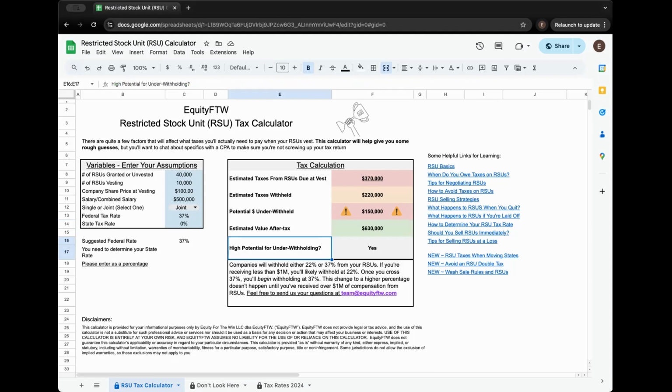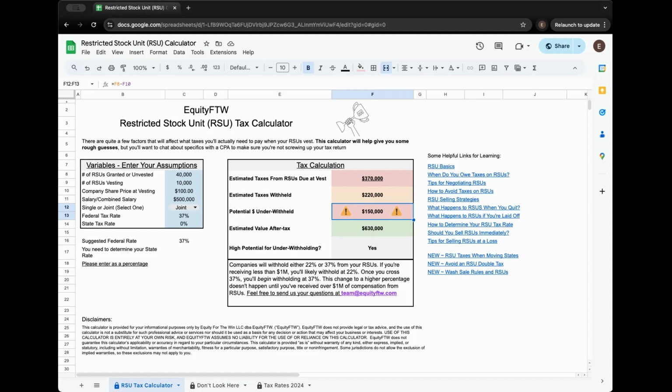And then we have this little cell. We have another couple cells. These were two cells that were in the original calculator, and it's just reaffirming to you whether or not you are at a high potential for being under withheld. So the biggest change here is the fact that there is estimated taxes withheld being shared, as well as the potential dollar amount under withheld. So these two are pretty important to be aware of, especially if you're a high earner.